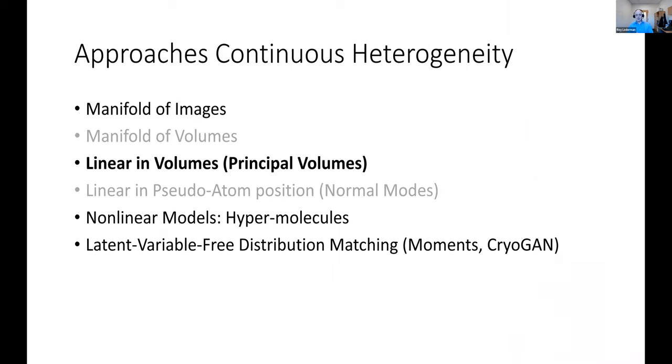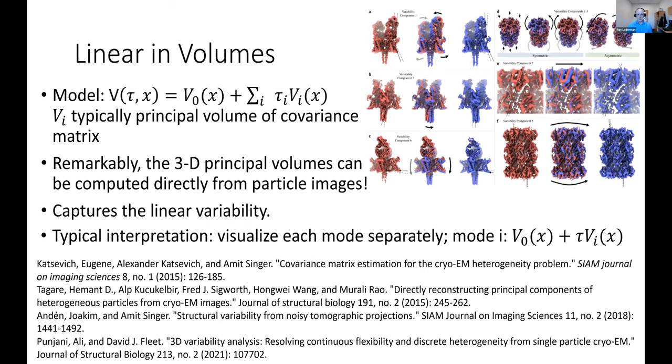So that was a few words about this manifold of images. Another approach is these models that are linear in volumes, based on principal volumes. The idea here is that you can write this function describing the volumes. What this function gives is the density at each spatial coordinate.